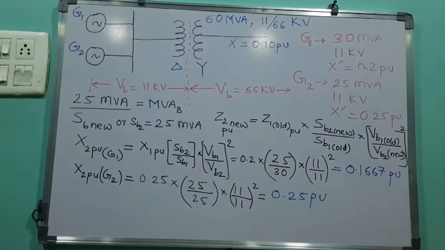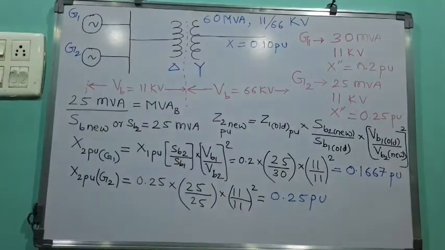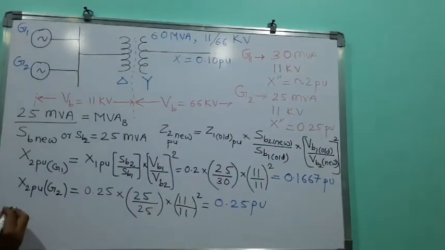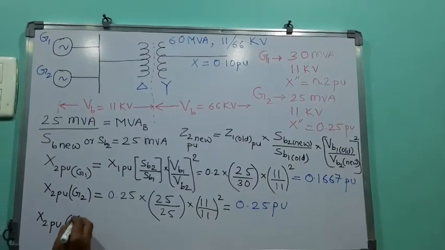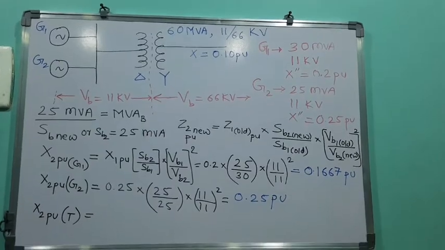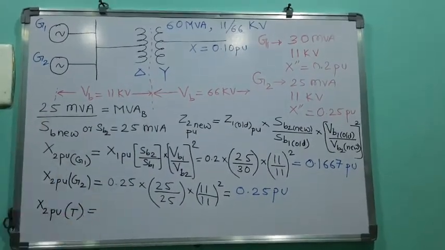Now the last part is you have to calculate for the transformer. Again the formula is the same, but this is x2 per unit for the transformer. Again the things are the same. The formula is the same. If it is a transmission line, then the formula differs. I will tell you later on.